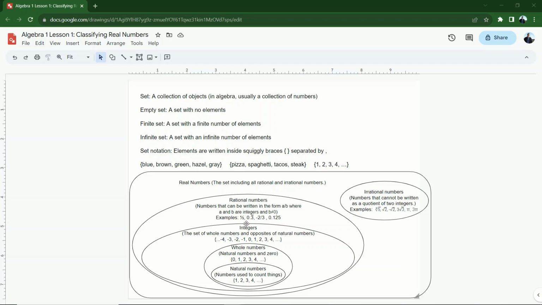So are terminating decimals. 0.125 ends after the 5. That is a rational number because it can be written as a fraction. In fact, I could write that one as 125 over 1,000 as a fraction. Any decimal that terminates, I could just write it as a fraction based on where its decimal place ends.